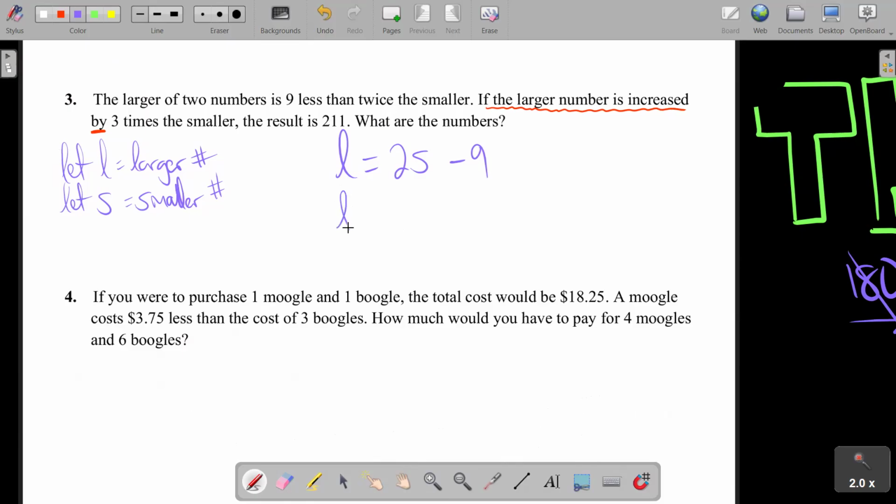The larger number is increased by. Perfect. And it is not being increased by 3, but very good. It is increased by 3 times the smaller, and we got a name for that. 3 times the smaller is 3S. And then the sentence goes on to say that the result is, I think that means equals 211. And for now, the second straight time, I ask you what method is calling to you.